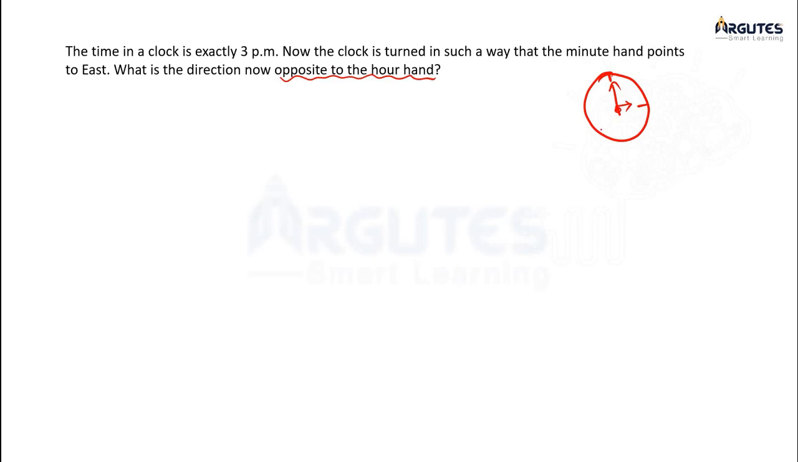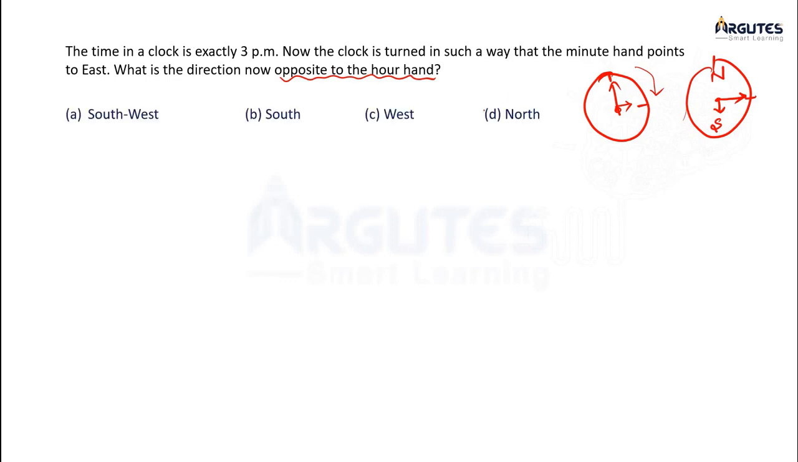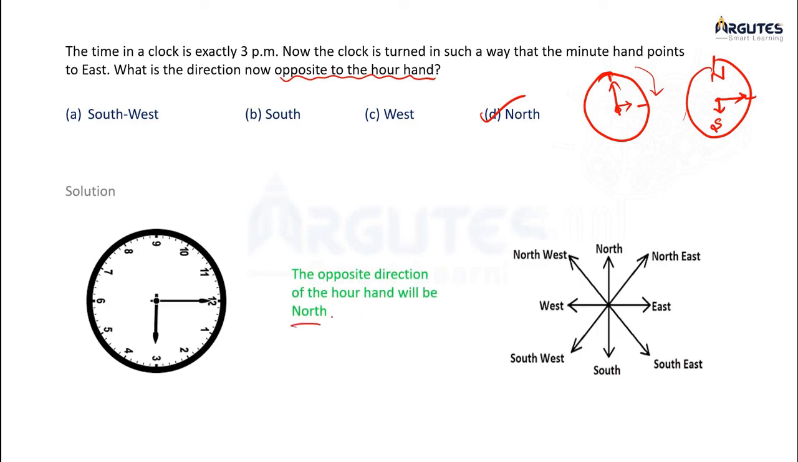Now, the clock is turned in such a way that the minute hand points to east. So if minute hand points to east, then the hour hand will be in this direction. Am I right? So it has been turned like this, rotated like this. Now, what is the direction opposite to the hour hand? Hour hand is in south direction, right? So what is the opposite direction of hour hand? North. So your answer will be option D, north. Let's check the answer. So opposite of the hour hand will be north direction.